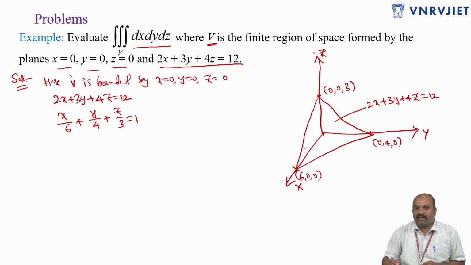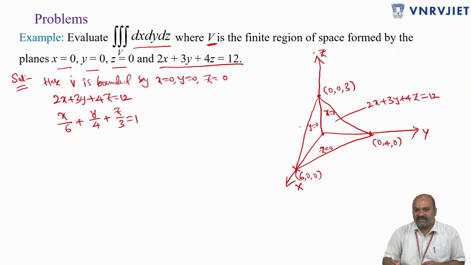This is a plane bounded by the yz plane, which is actually the x equals 0 plane. This is the y equals 0 plane, and this is the z equals 0 plane. And this plane is bounded by these straight lines, this is 2x plus 3y plus 4z equals 12.